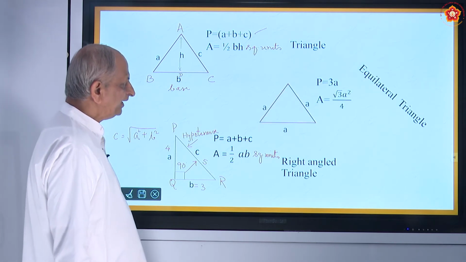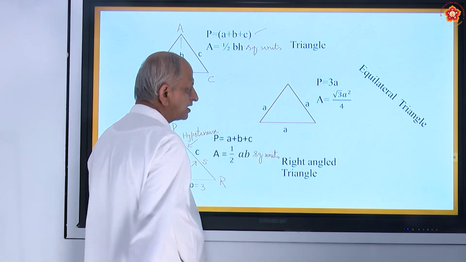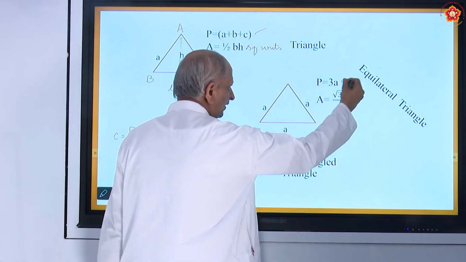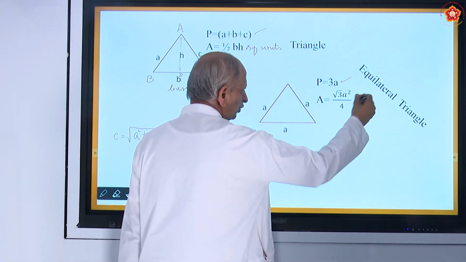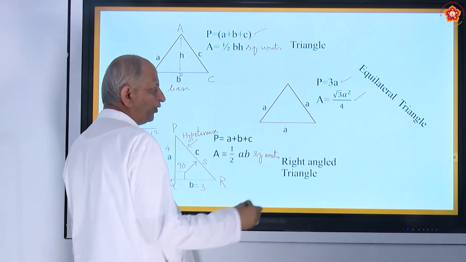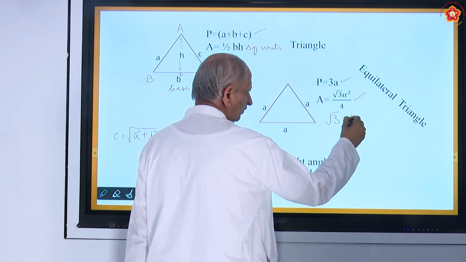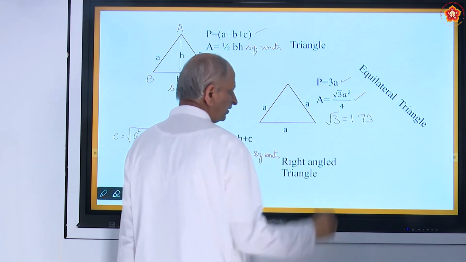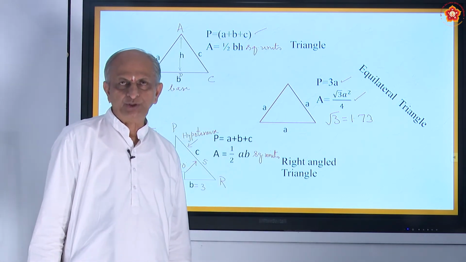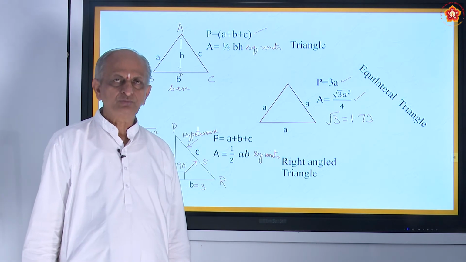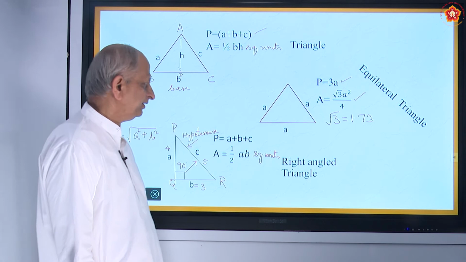And one more is the equilateral triangle. When all the 3 sides are equal, then the perimeter is given by the formula 3a, and the area is given by the formula root of 3 a square by 4. Here root of 3 is approximately equal to 1.73. For problem purposes you should know that. Root of 2 will be about 1.4, root of 3 is 1.73.